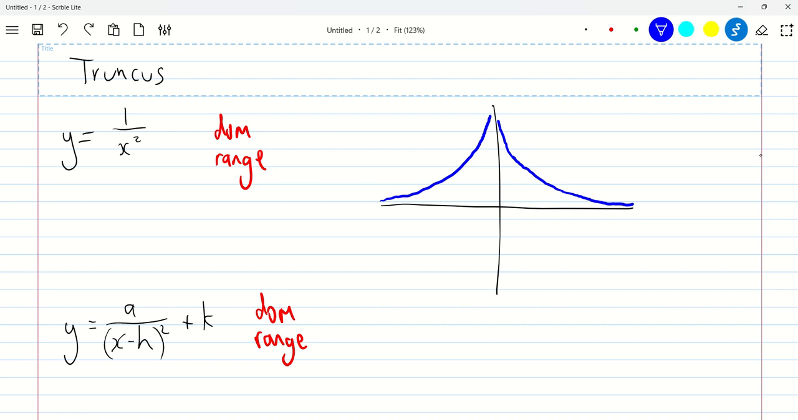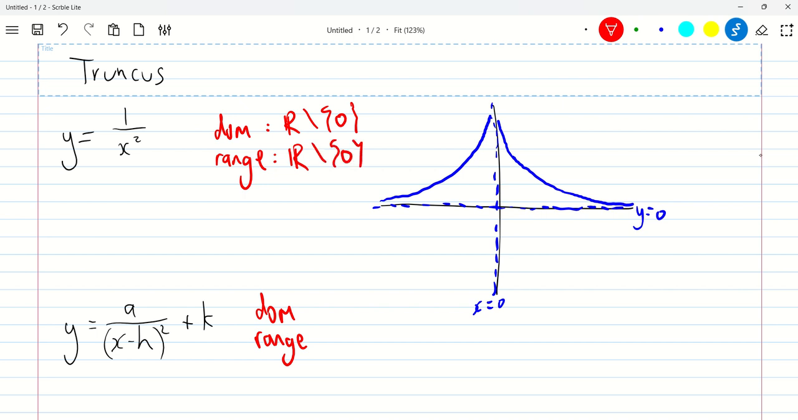What do we have? We have an asymptote on the y-axis and an asymptote on the x-axis. I did that last video too. Asymptote at x equals 0, and asymptote at y equals 0. The domain for this function is all real values except for 0, and the range is, once again, all real values except for 0. So there's our basic function of our truncus.